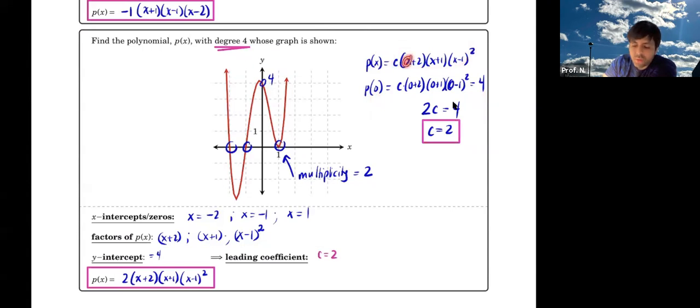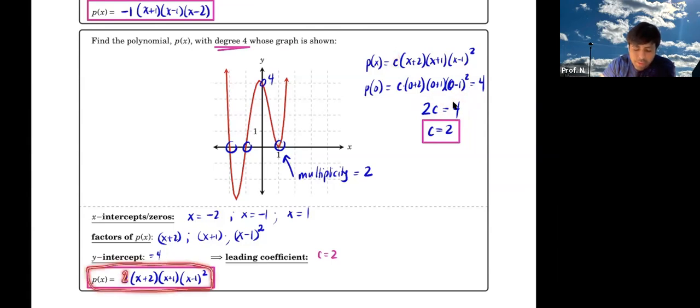So I plug in 0 into all of these, and the result when I do this is what? I get 2. This is 2. But I have this c in front that I'm looking for. So I know that 2c equals 4 and c equals 2. That's why. And then all I have to do is plug in that 2, and then I write it as my polynomial.